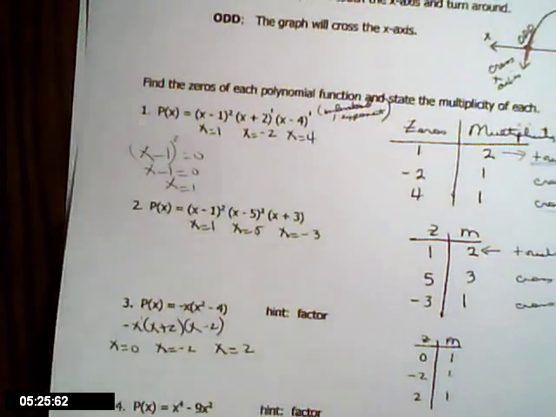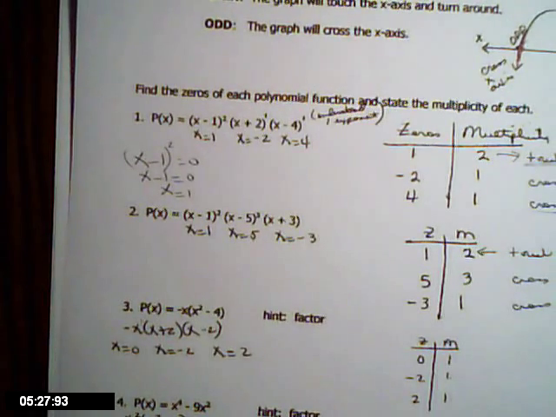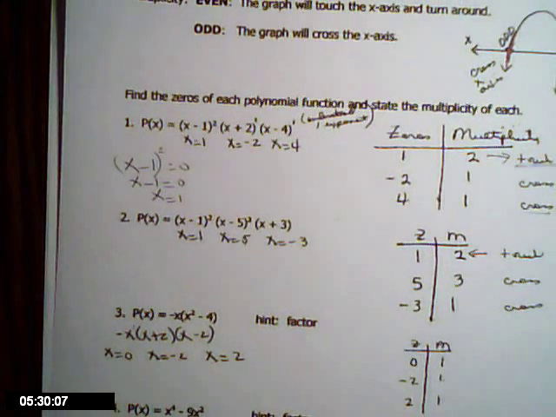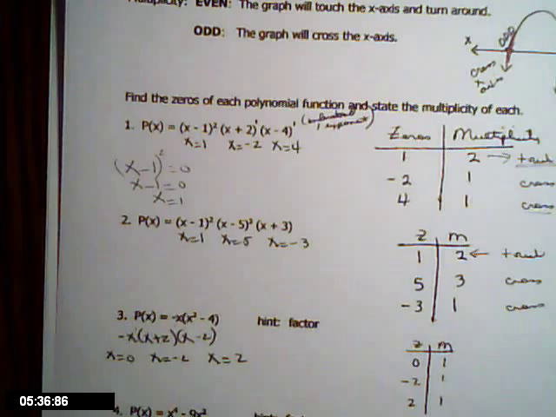Now, one complete question for you would be to take a problem such as this and determine what is the 0. Remember, on a graph, that's the x-intercept. And what is the multiplicity? That's the number of times it crosses the x-axis.